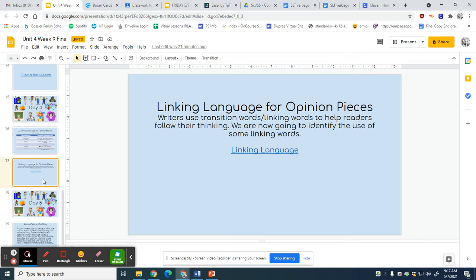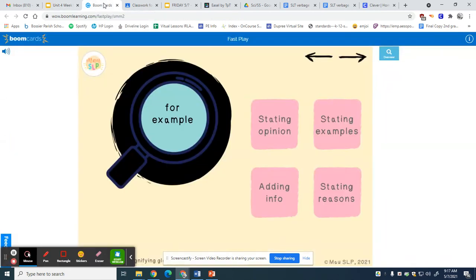So now we're going to identify the use of some linking language. We're just going to do a couple of them. Okay, so let's look at the phrase, for example. Do we think when we're using the word for example that the author is going to be stating opinion, adding info, stating examples, or stating reasons? For example is a way that the author might state some examples.